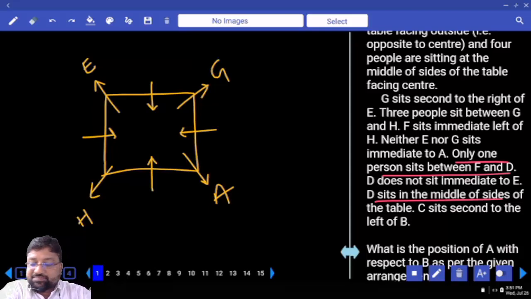C sits second to the left of B. C sits second to the left of B. What are the possibilities for B? Can you please explain it to me?